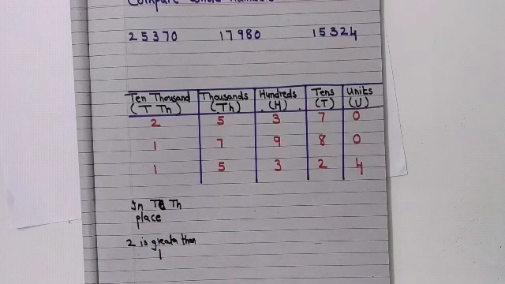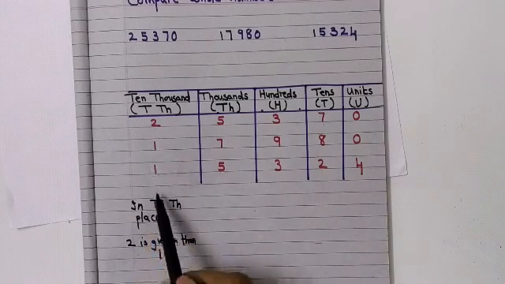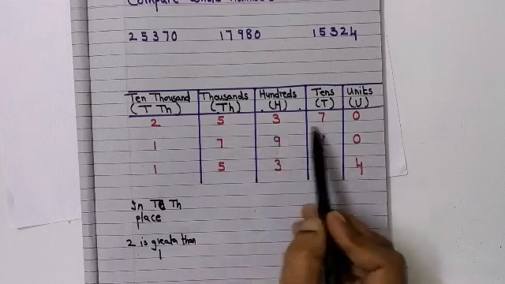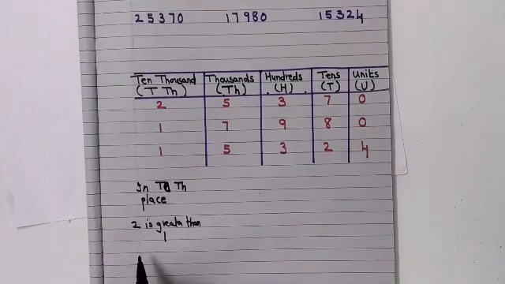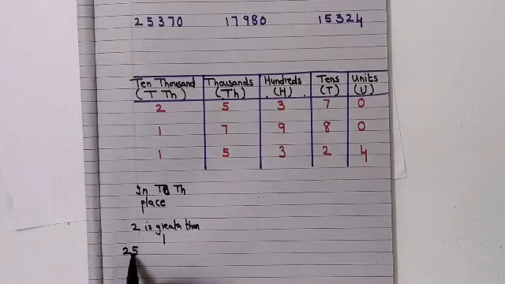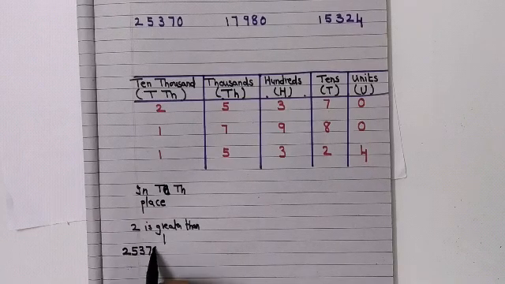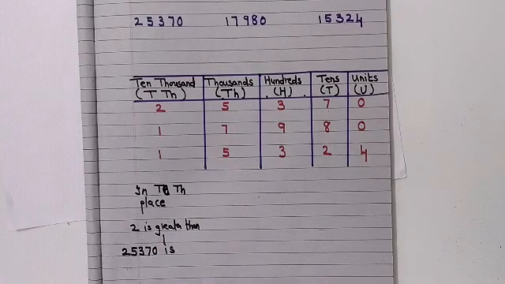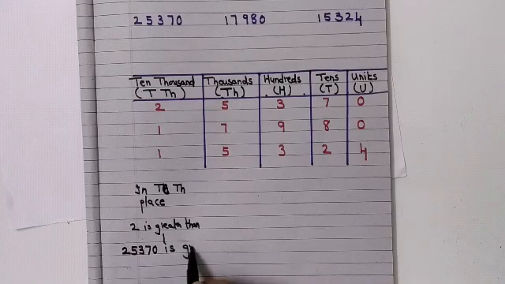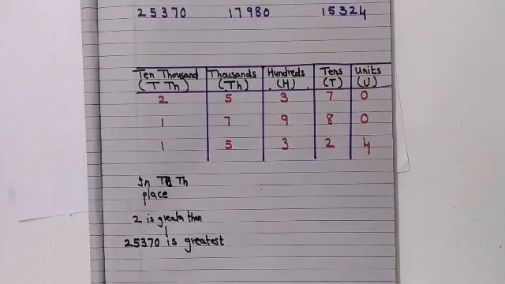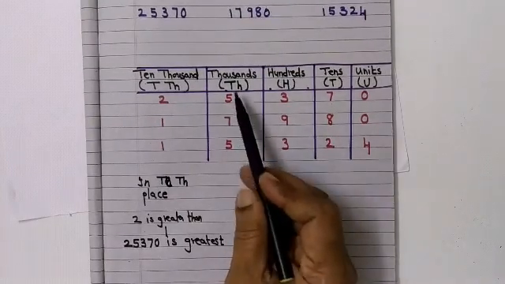So when I say this 2 is greater than 1, that means this digit, can you see the first digit, children? 25370. So what can I say? I can say that 25,370 is greatest. Clear?